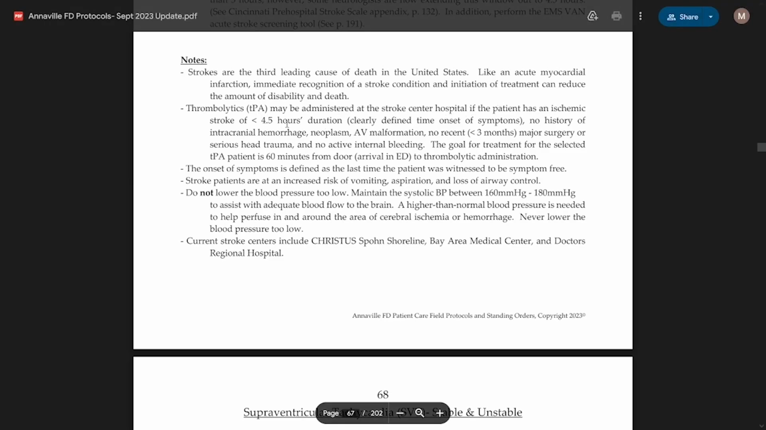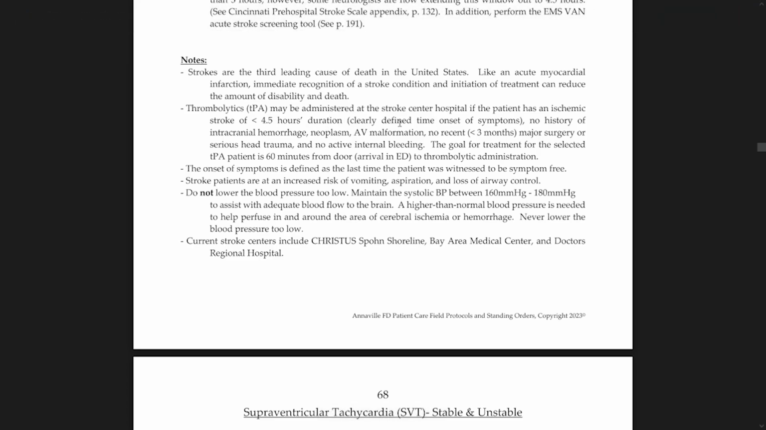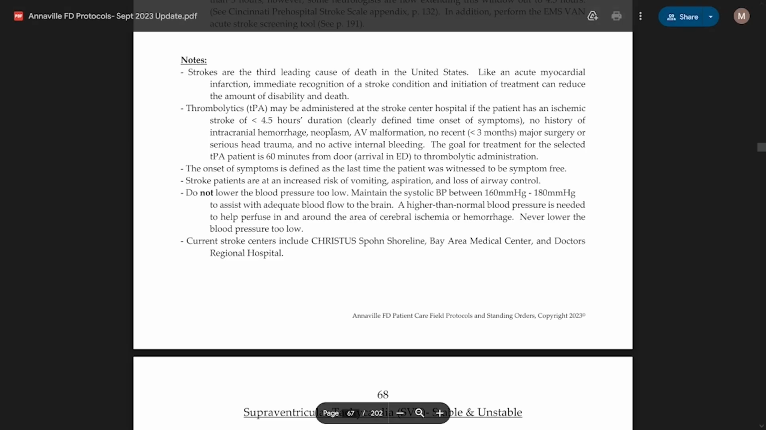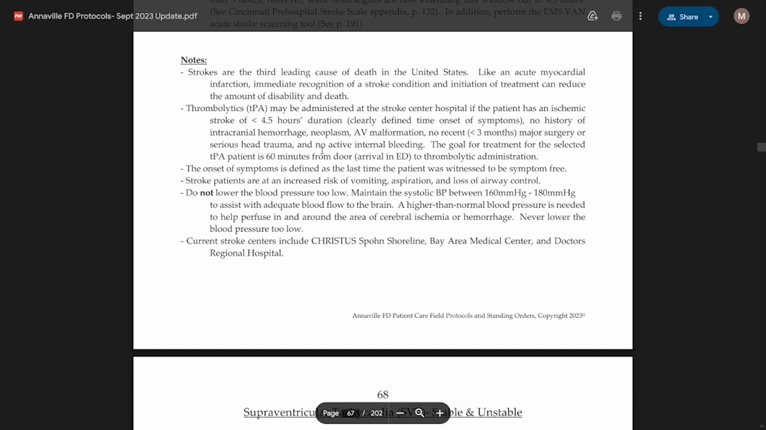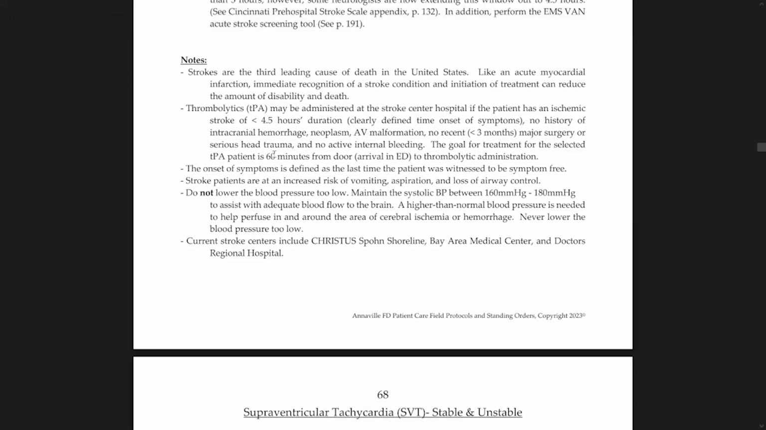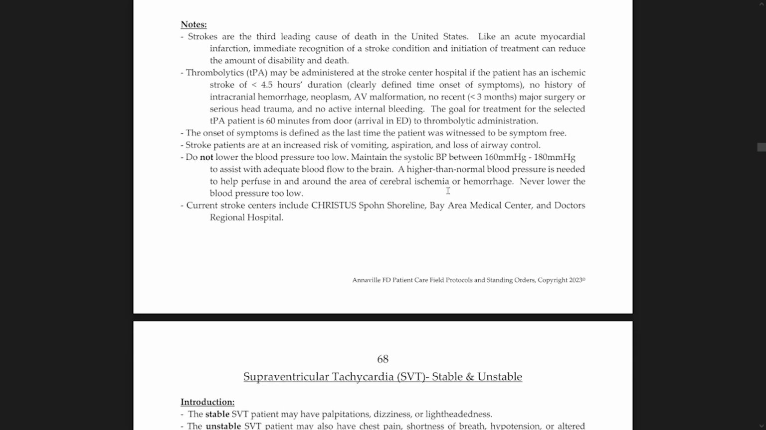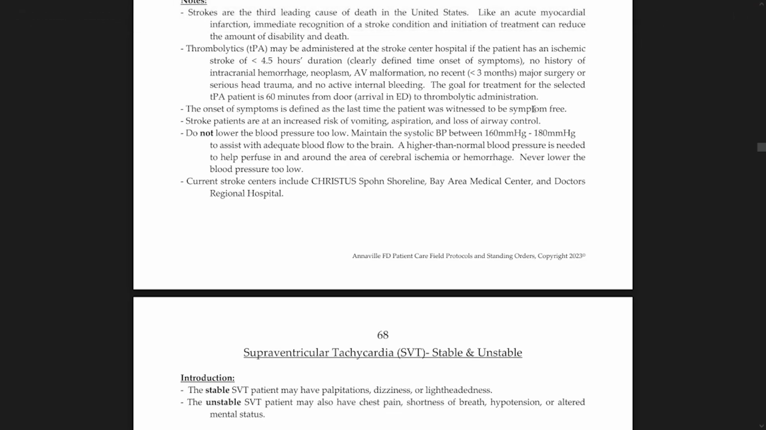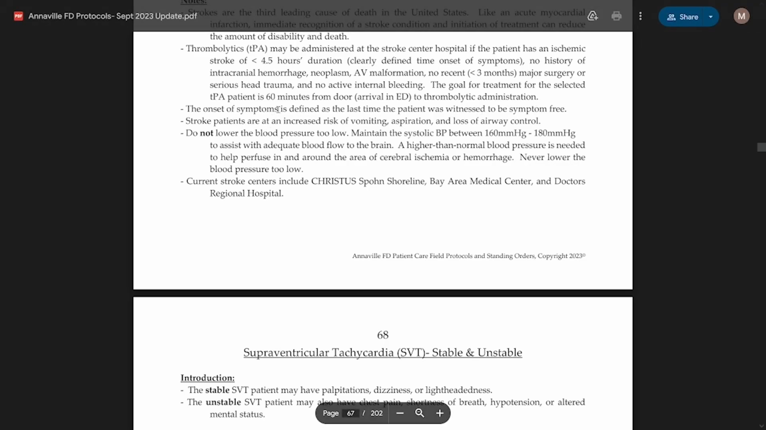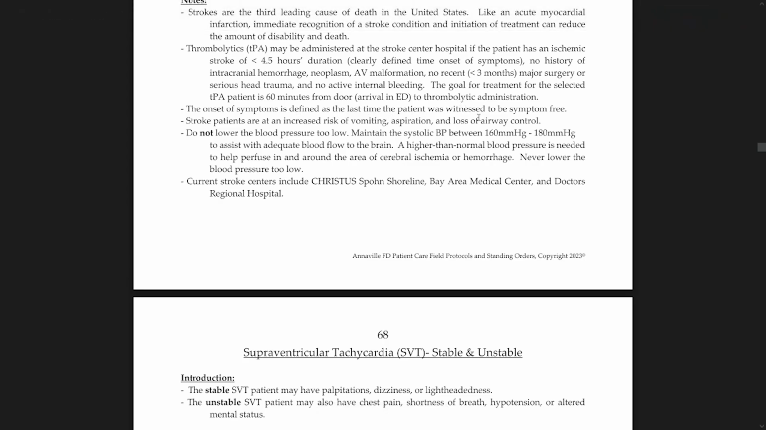TPA or thrombolytics may be administered at the stroke center hospital if the patient has an ischemic stroke of less than 4.5 hours of duration, clearly defined by the time of the onset of symptoms, no history of intracranial hemorrhage, neoplasm, or AV malformation, no recent major surgery or serious head trauma within 3 months, and no active internal bleeding. The goal for the selected TPA patient is 60 minutes from the door, arrival in the emergency department, to thrombolytic administration. The onset of symptoms is defined as the last time the patient was witnessed to be symptom-free. Stroke patients are at an increased risk of vomiting, aspiration, and loss of airway control.